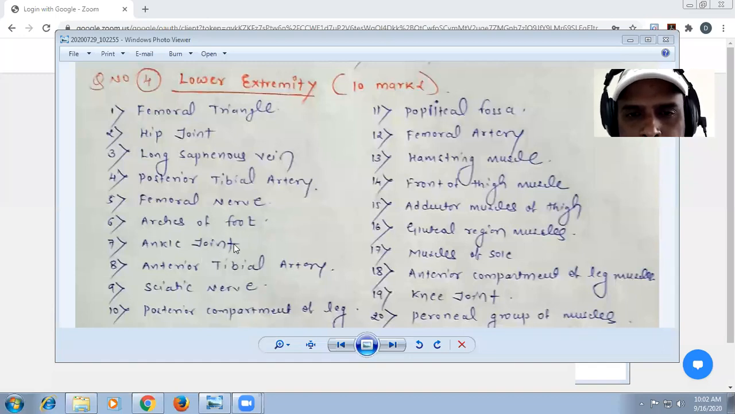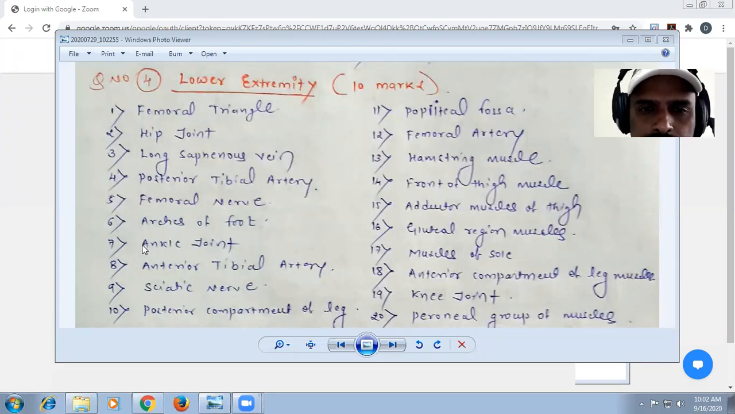All three ligaments you have to write: it is a hinge variety of joint, with almost all the ligaments, the medial ligament, lateral ligament, and fibrous capsule. All you have to know. And the relations: anterior, posterior, medial, lateral. For the anterior relations, you have to write the anterior compartment leg muscles, and posterior compartment leg muscles are also related.